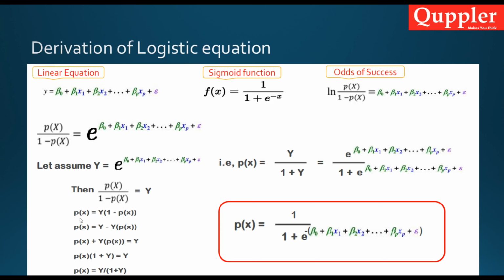How can we find it? It is a simple calculation. We just need to multiply and find the value of p(x). So at the end, what we get is p(x) equals y by 1 plus y. Once we have got this, we know we had already assumed y equals e to the power beta0 plus beta1 x1 plus beta2 x2, and it can go up to n, like I said.